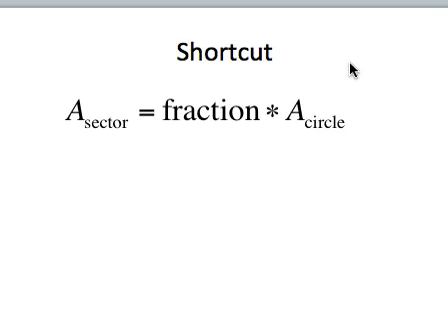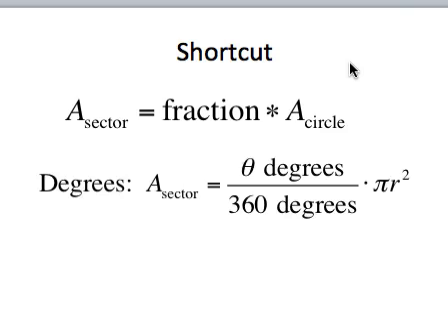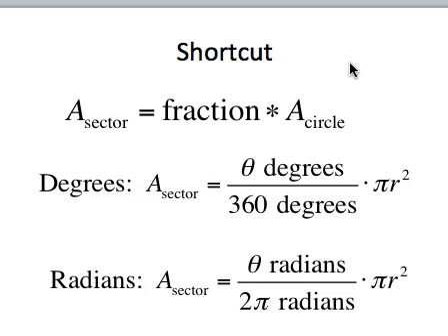Well, there's a shortcut here as well, although it's not quite as efficient as the shortcut for arc length. You'll recall we said s equals r theta was our shortcut for arc length, but that's only true if theta is in radians. Let's develop our argument. And again, with degrees, we don't really have a shortcut that's going to work for us. So we take our fraction, theta degrees divided by 360 degrees times pi r squared. No shortcut. But for radians, a bit of a shortcut. The area of the sector is theta radians divided by 2 pi radians times pi r squared.